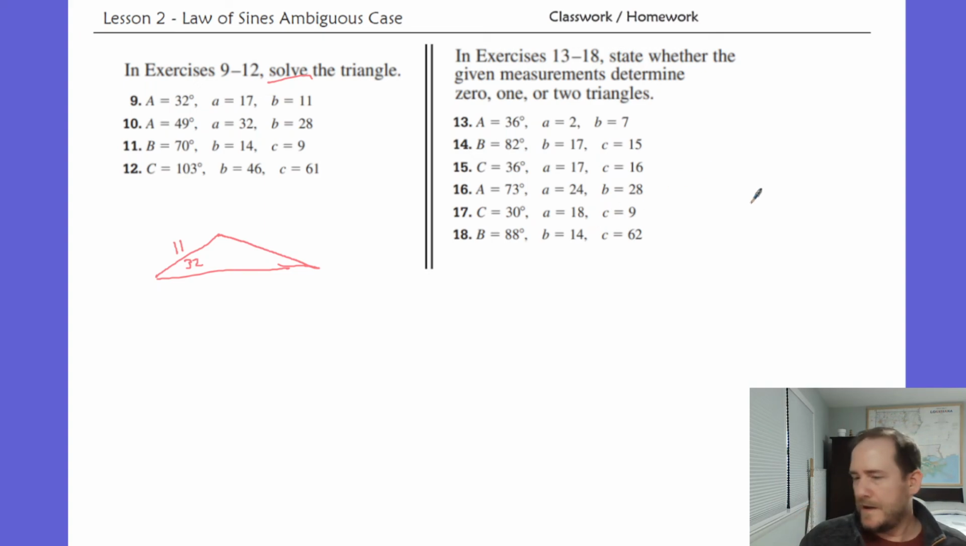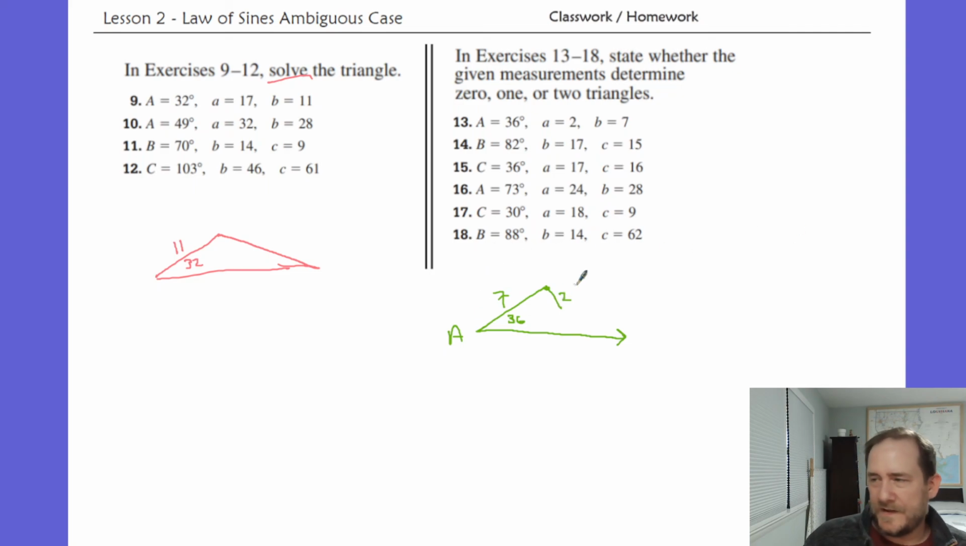Spoiler alert. God, we're at 20 minutes already. How do I do this? Let's try one of these. Okay, so for 13, you draw your 36-degree angle. You mark it A. That means this side out here will be 2, and the other side is 7. And I think you can probably guess that 2 is definitely going to be too short and we're going to have no solution. But again, maybe it isn't.